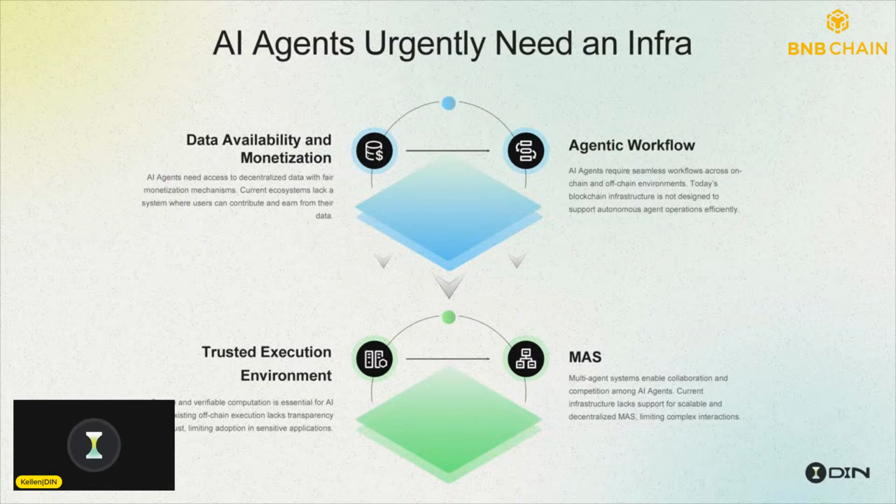Right now, off-chain execution is limited in terms of trust and transparency, which prevents sensitive applications from fully adopting AI, like DID products or DeFi products. And lastly, AI agents need multi-agent systems, the ability to collaborate and even compete with each other. The current infrastructure lacks proper support for scalable and decentralized mass, limiting the potential for AI agents to work together in complex and dynamic ways. So in short, AI agents urgently need the right infrastructure, and we are here to provide it.